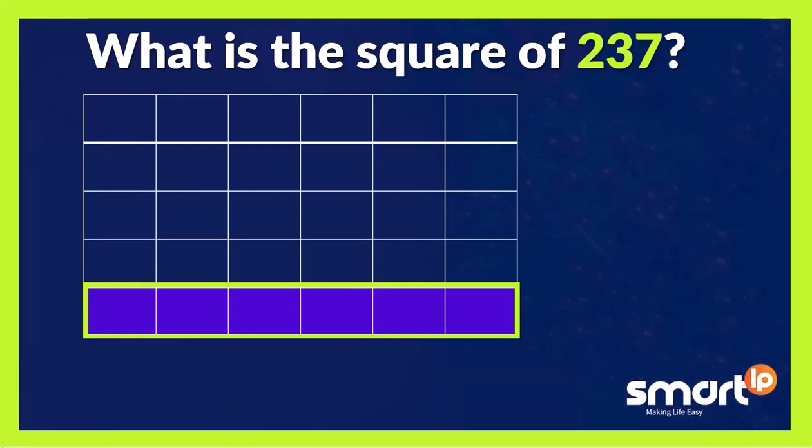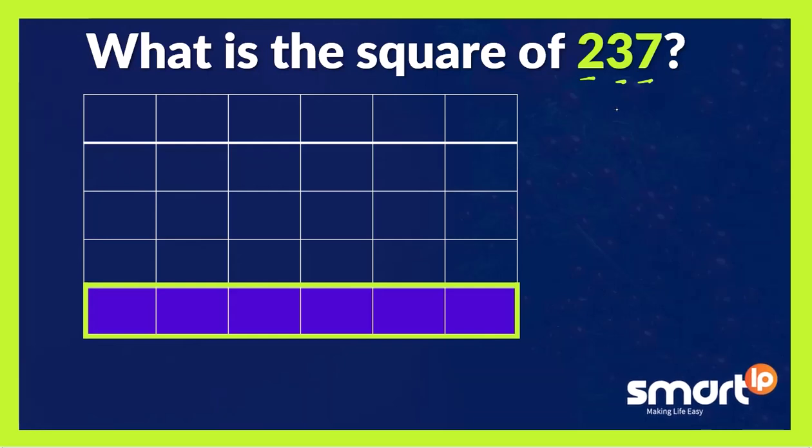We're going to be looking at the square of 237. That's 237. Okay, so we have a box to help us out to visualize this. So what we need to do is to take the last digit. Now look at the 2. The 2 is the first digit. The 3 is the second digit. And the 7 is the last digit.